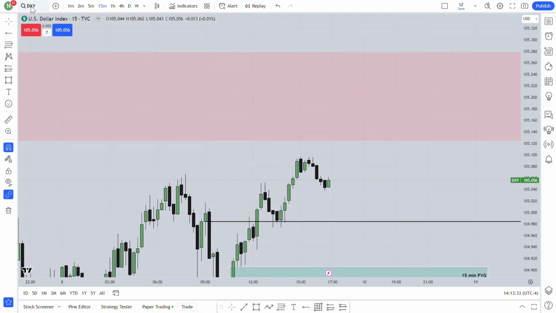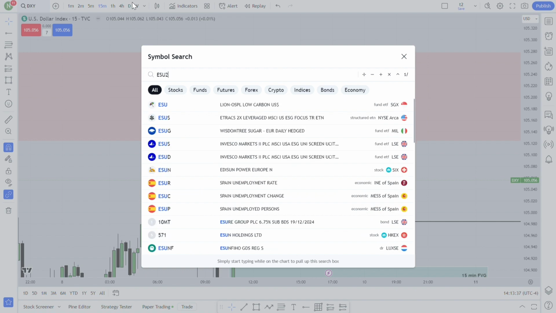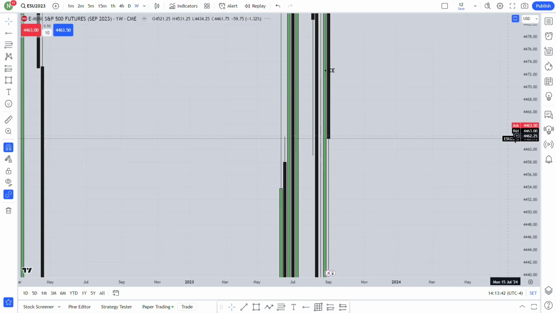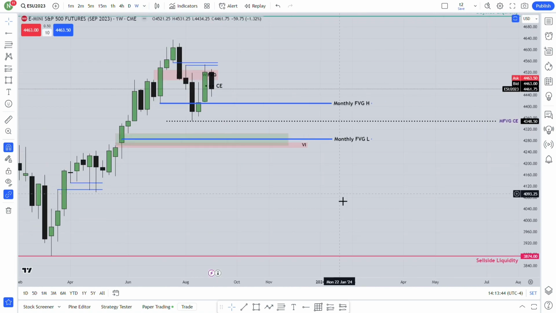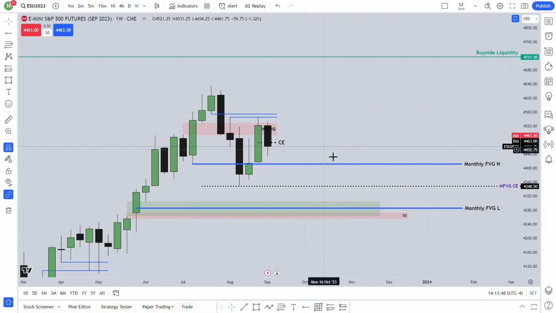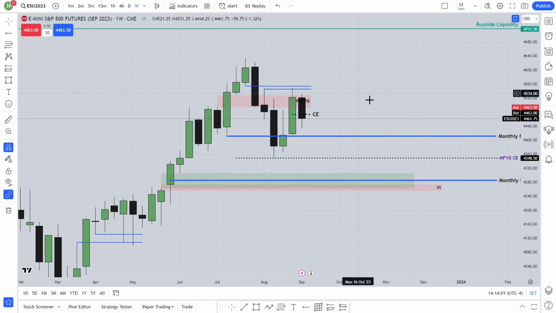So that's all about the DXY. Let's go to ES quickly. So here is the S&P weekly chart. In the weekly chart, you have seen this weekly fair value gap. It has traded nicely, and also the fair value gap over there, it has just tapped to the fair value gap and then breaks lower.